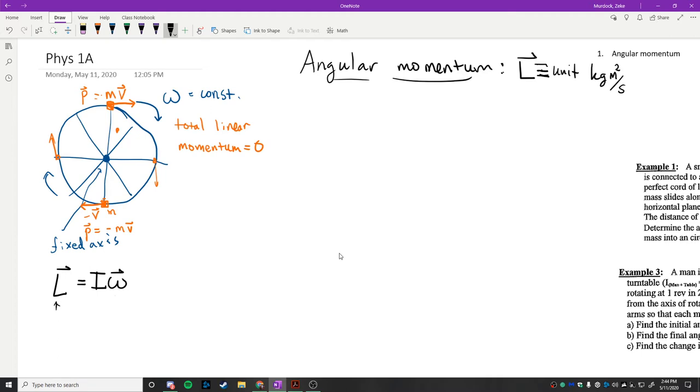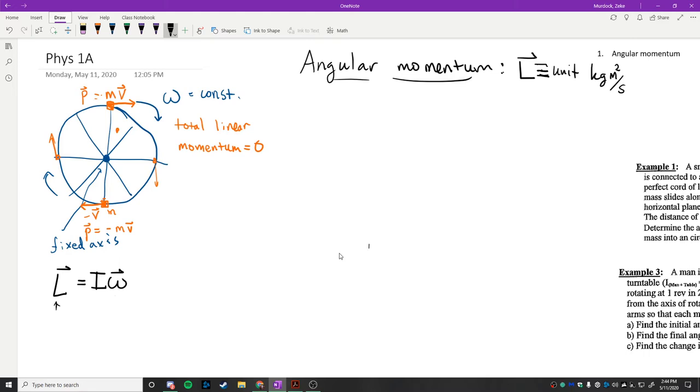Like mass times volume. Wait, what's mass times volume? You mean density times volume? Oh, yeah, mass times velocity, yeah.